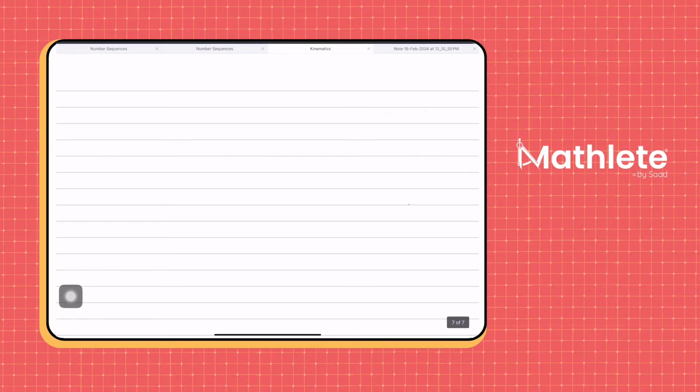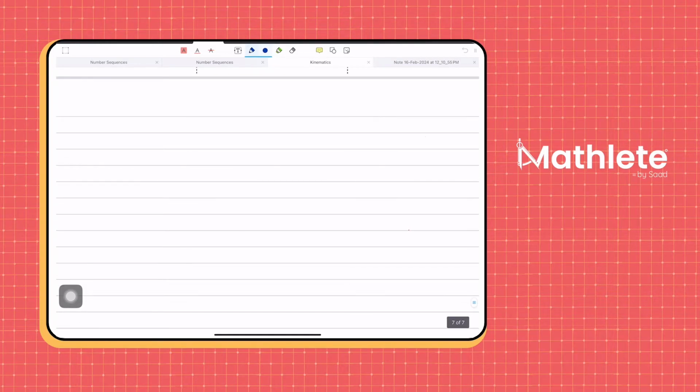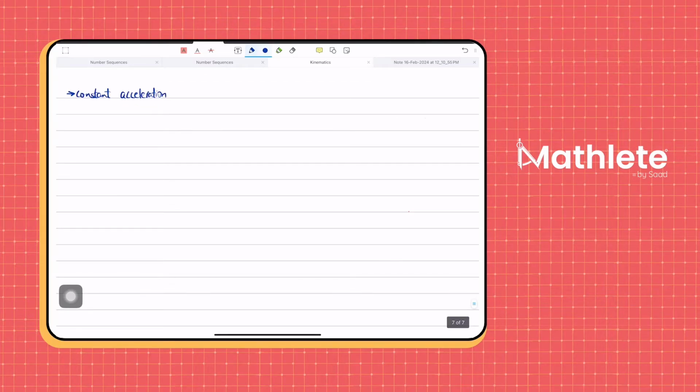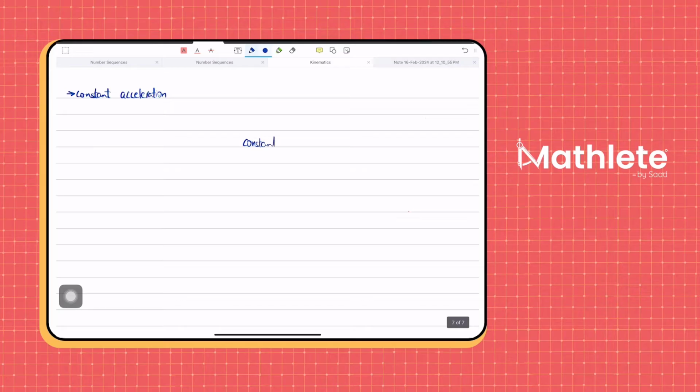Anyway, now coming back. So we're doing kinematics, which involves constant acceleration. Like I said, constant acceleration could be because of two reasons.